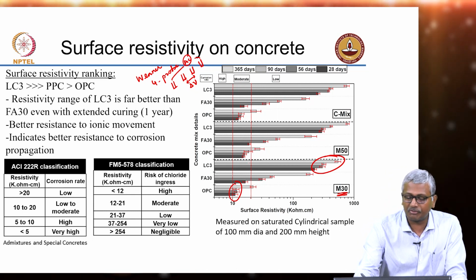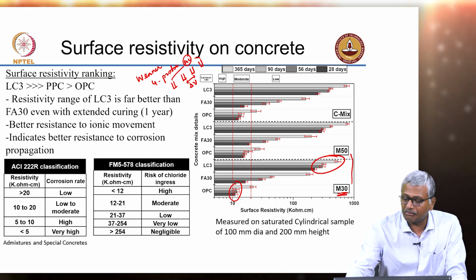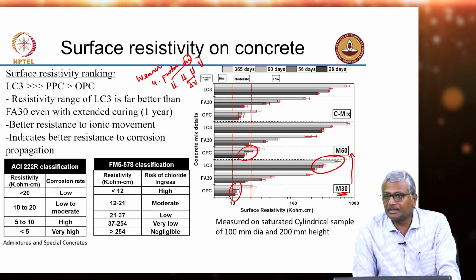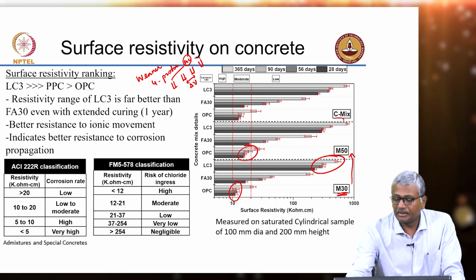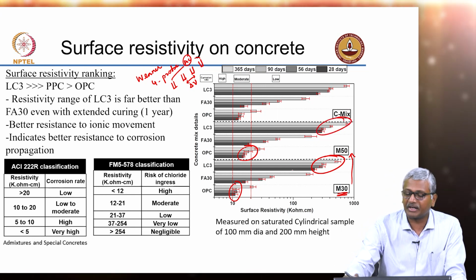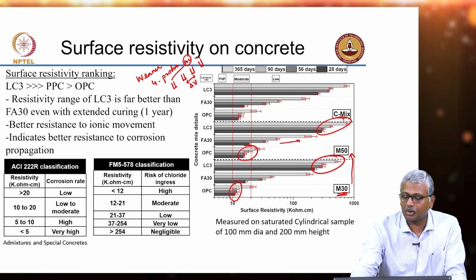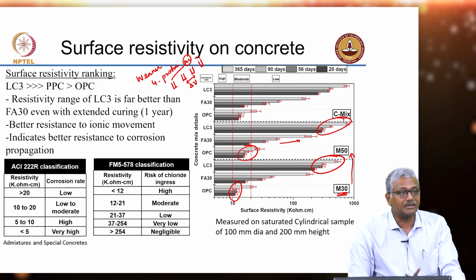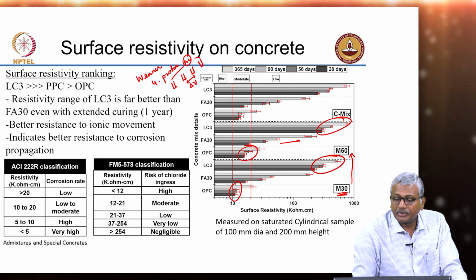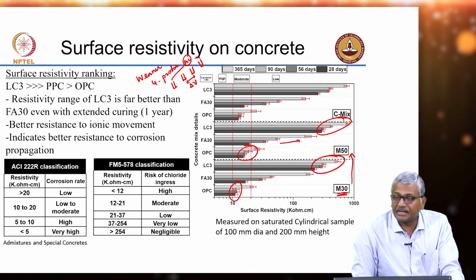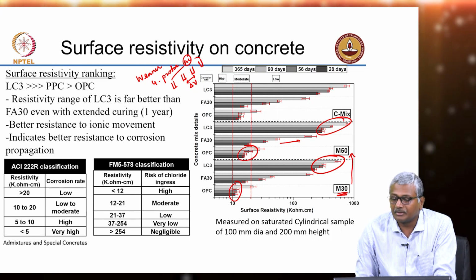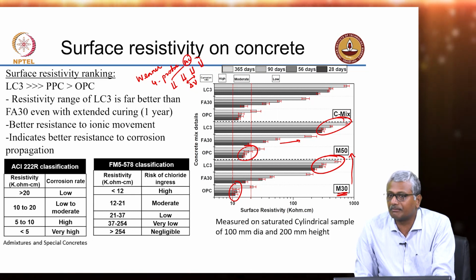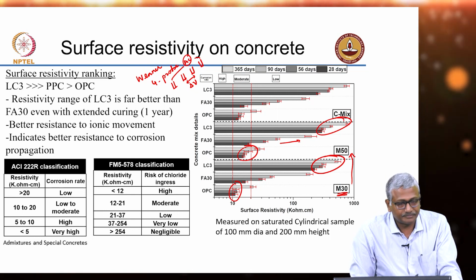As you can also see, as you increase the grade of concrete from M30 to M50, even the OPCs are improving, but only up to about 20 kilo ohm centimeter, whereas your LC3 concretes are going significantly higher. Fly ash based concretes, if you prolong the curing period, so these were cured all the way to 1 year, so you have results from 28, 56, 90 days and then 365 days. If you cure for a very long period of time, fly ash based concretes are also reaching that level of resistivity.